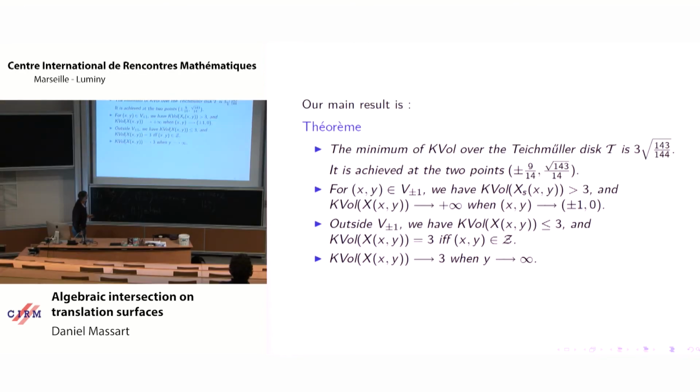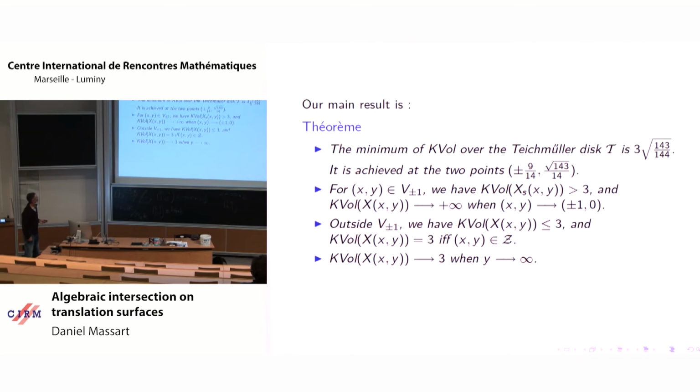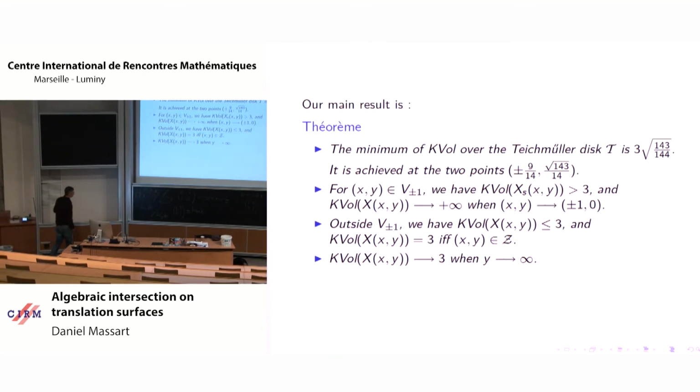Okay, so the result, and you see it keeps getting hairy. I'm not even going to say the value, but we get the minimum, and we compute the surfaces at which the minimum is achieved, and we determine the behavior of Bill at infinity in the Teichmüller disk.